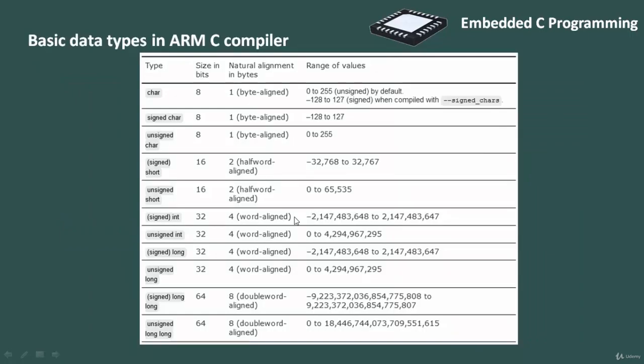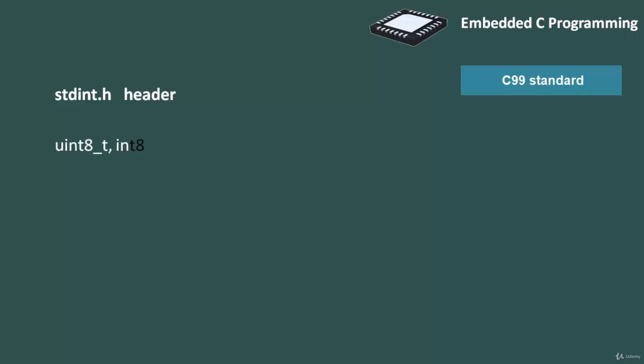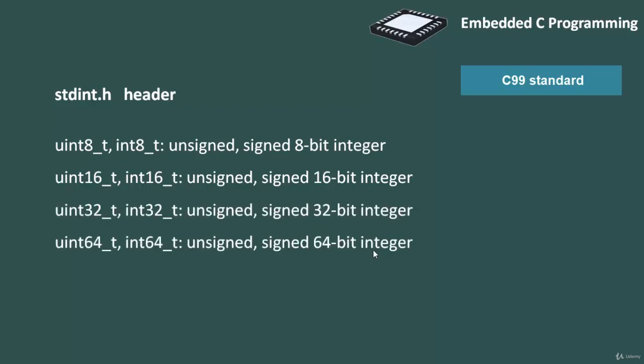The above data types can introduce ambiguity when porting code from one architecture to next. To help eliminate the ambiguity, the C99 standard introduces the stdint.h header. It defines the following data types: uint8_t, int8_t, both are 8-bit integers. uint16_t, int16_t are 16-bit integers, and similarly these two data types support 64-bit integer.